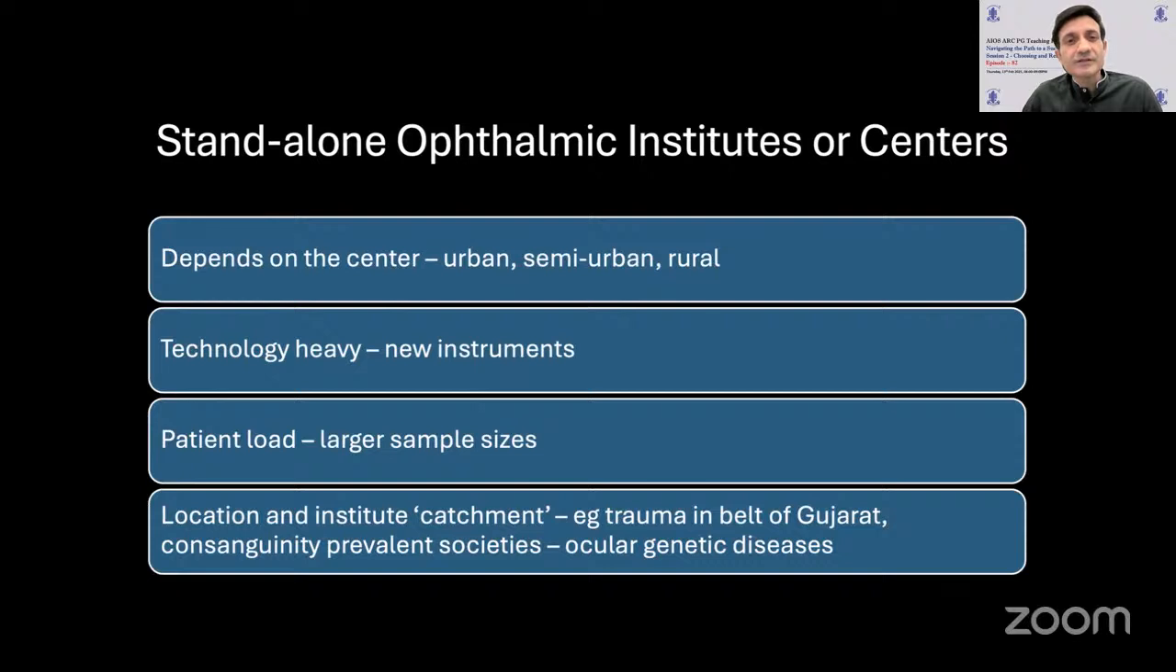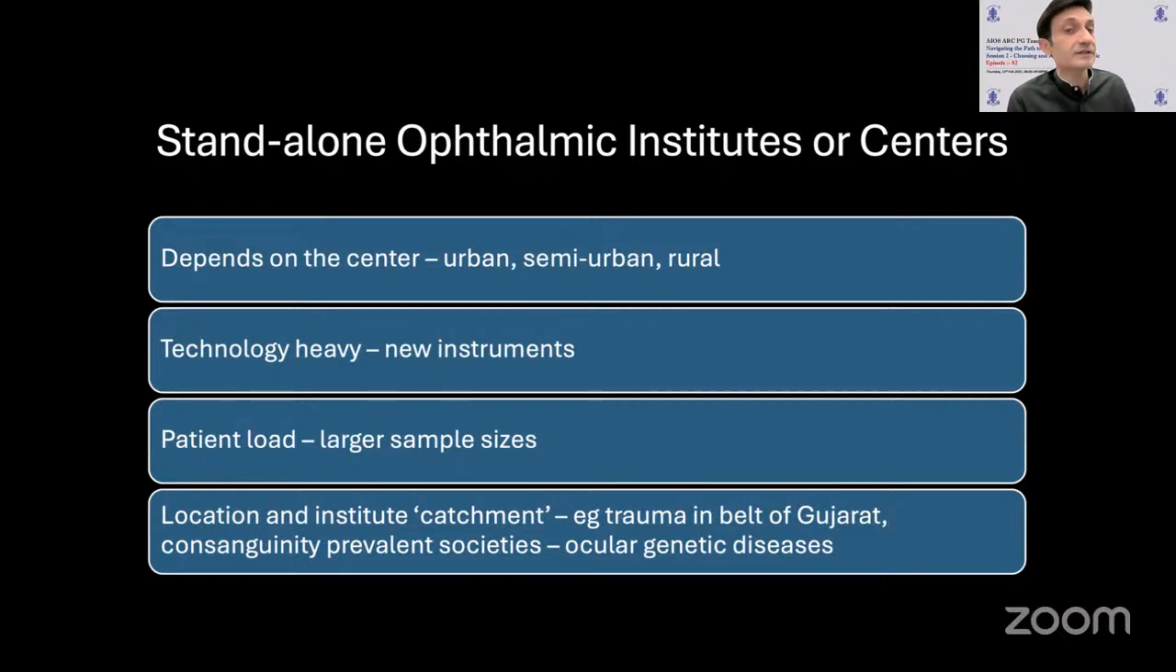Standalone ophthalmic institutions, of course, have their own advantages and disadvantages. One of the advantages would be depending on where they are located. For example, there are certain belts in our country which are notorious for, famous for trauma. So a thesis in ocular trauma becomes so much easier if you're doing that. I know this sounds rather morbid, but these are the facts. And this is something that can be worked on.